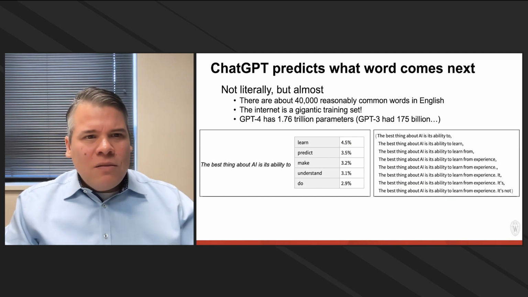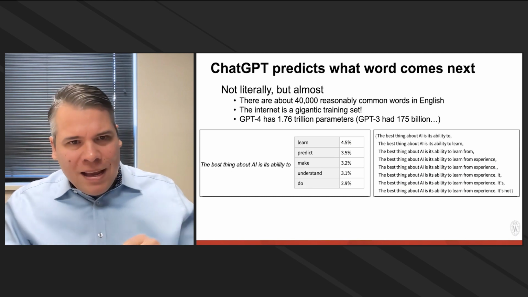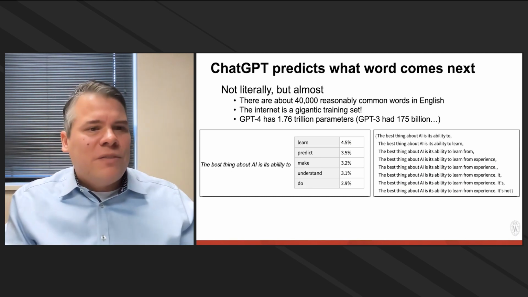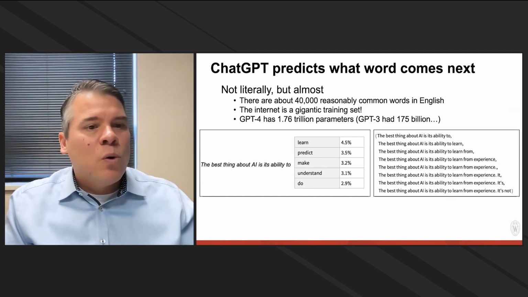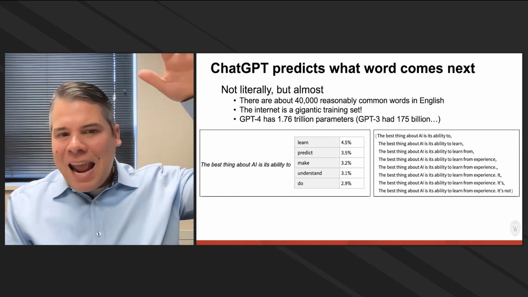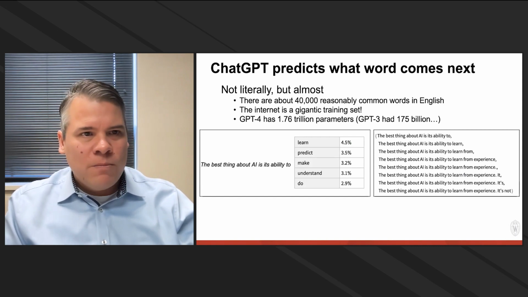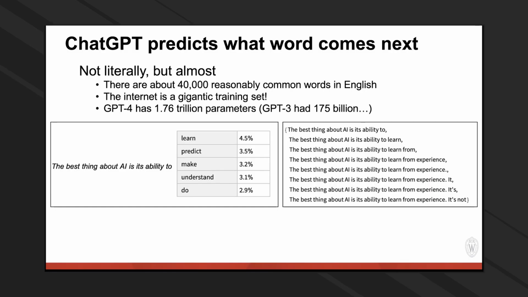What GPT or ChatGPT is trying to do is looking at samples of text. For example, if the first words are "the best thing about AI is its ability to," it then scans the entirety of the internet in order to predict what is the likely next word. And based on the entirety of the internet, and this is actually from GPT, the most likely next word is "learn." The second most likely is "predict." The third most likely is "make." This is actually coming from GPT.